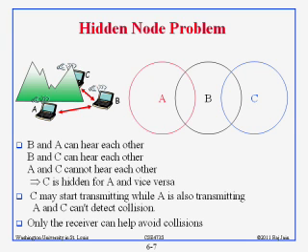So here is the situation. B can hear A and B can hear C, right? But A cannot hear C. So when both of them talk to B, they will collide but not know that they collided.